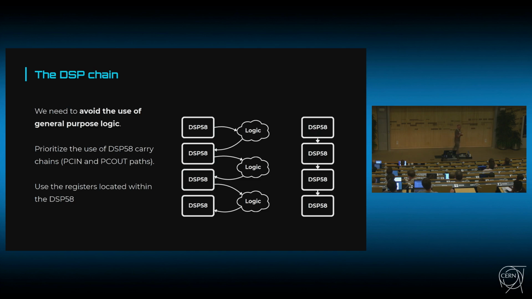However, the DSP58 and the DSP48, 48T, and many other families are able to communicate, they have a path directly to the neighbor DSPs. So if I use this implementation, I will be able to run my design at a higher speed.